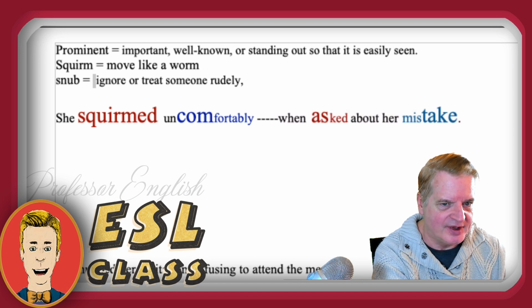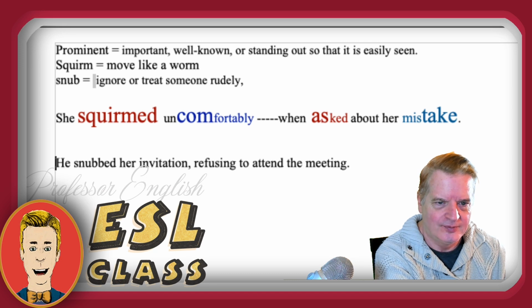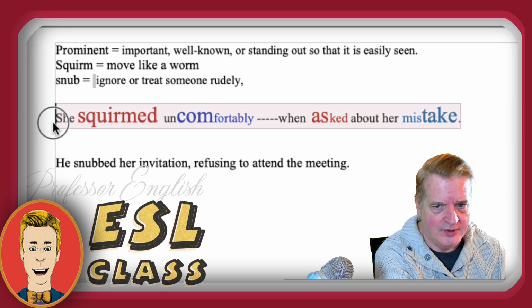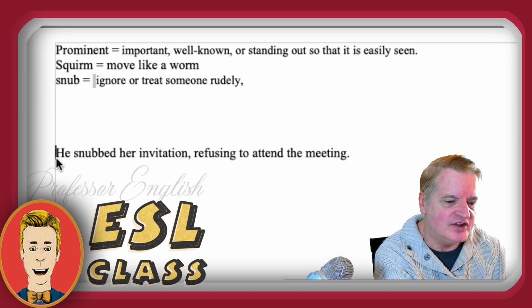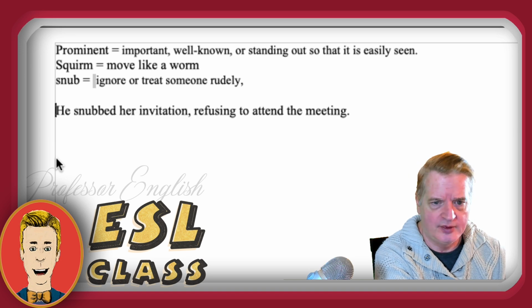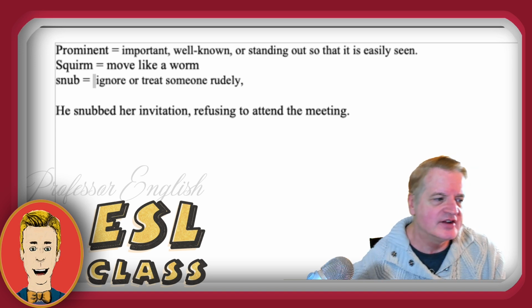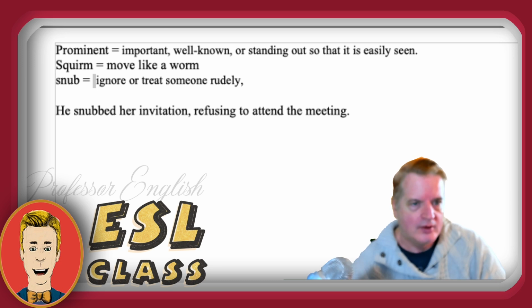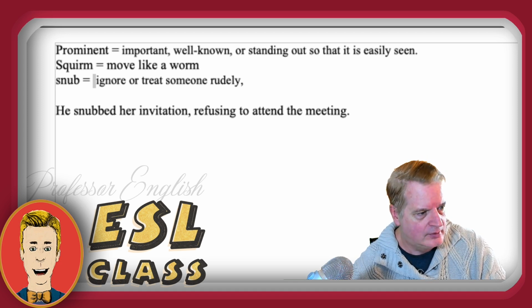And if the answer is because she was asked about a mistake, how will you say that? She squirmed uncomfortably because she was asked about her mistake. Okay, but is it she squirmed or she squirmed? She squirmed uncomfortably because she was asked about her mistake. Okay, is it mistake or mistake? Mistake.